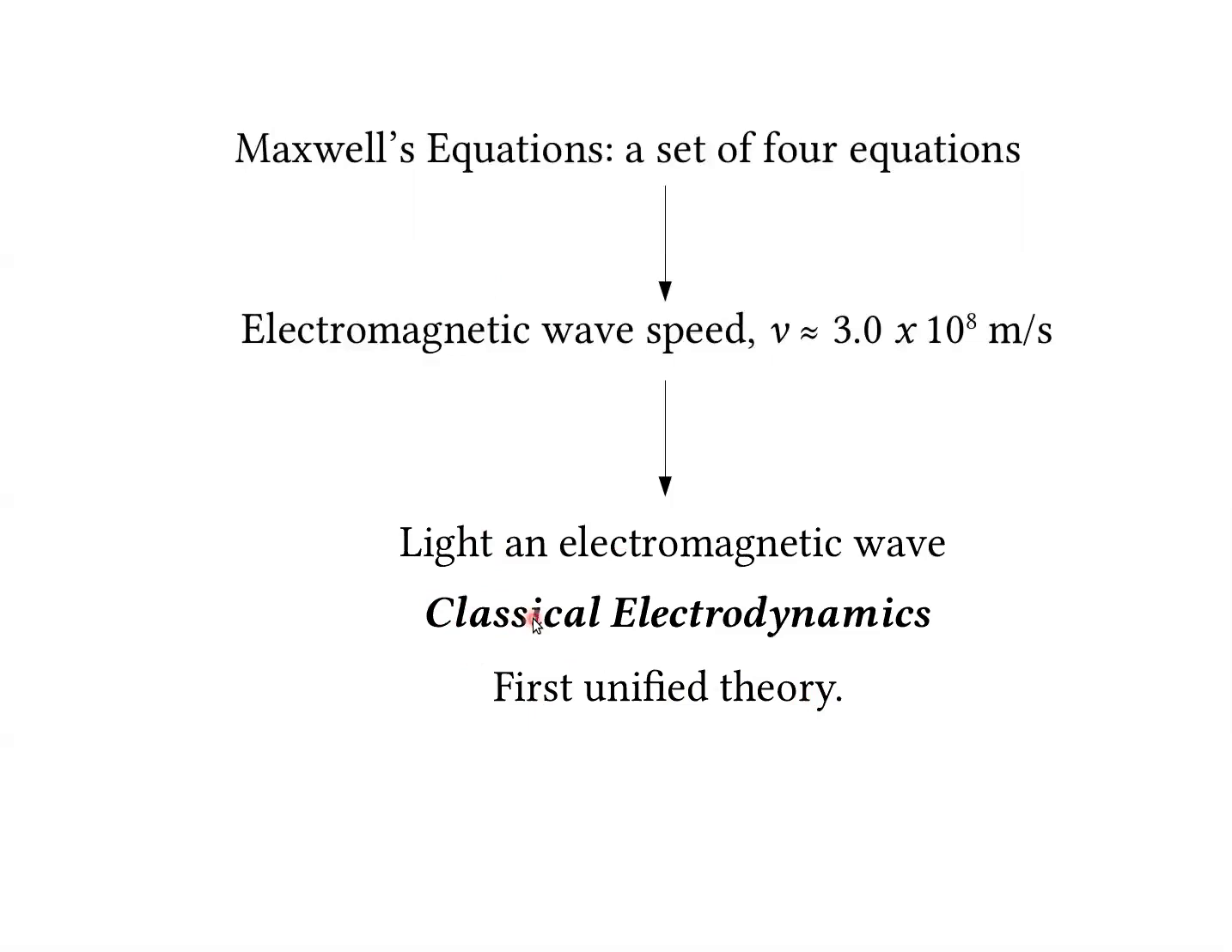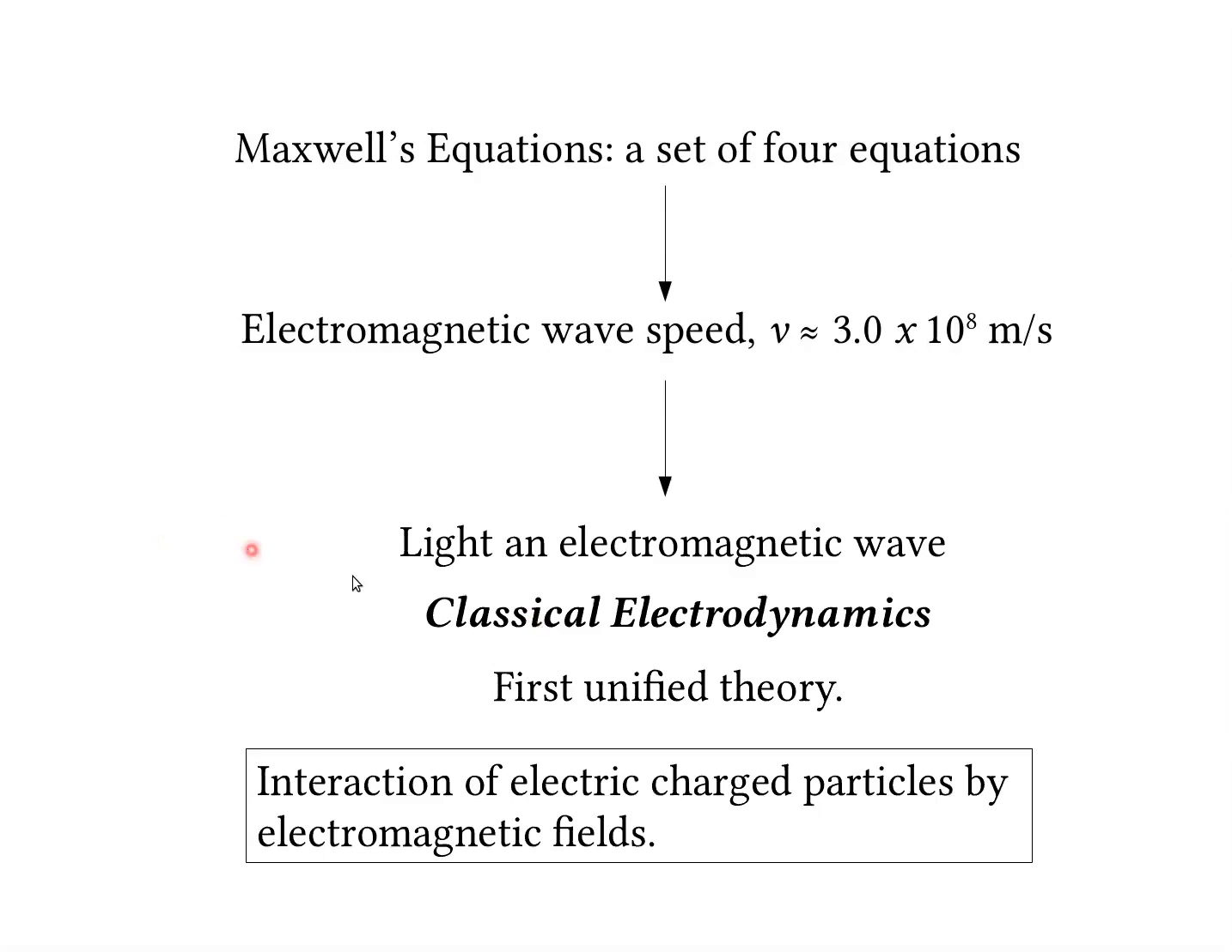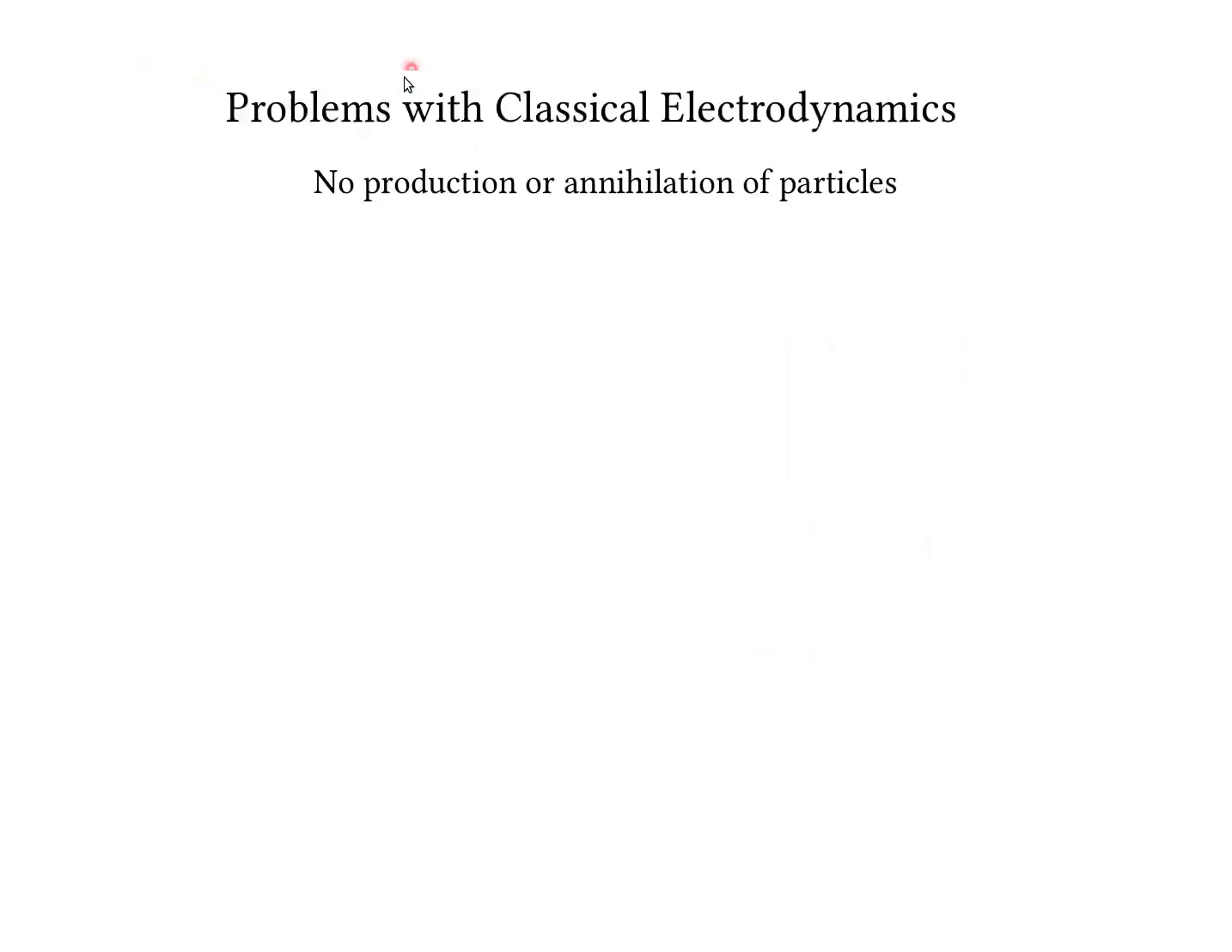However, this classical electrodynamics gives you the interaction between charged particles. What will happen when they interact, push or pull, or if a charged particle is accelerating or decelerating, it will radiate or absorb photons. All those things can be explained by classical electrodynamics. But there are some problems with it. Classical electrodynamics cannot explain the production or annihilation of particles.